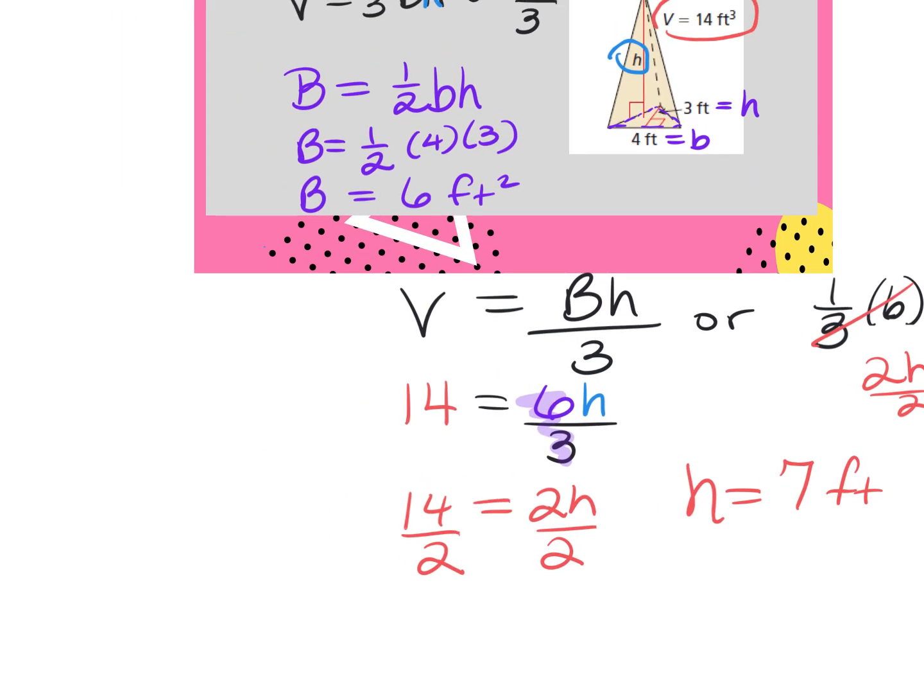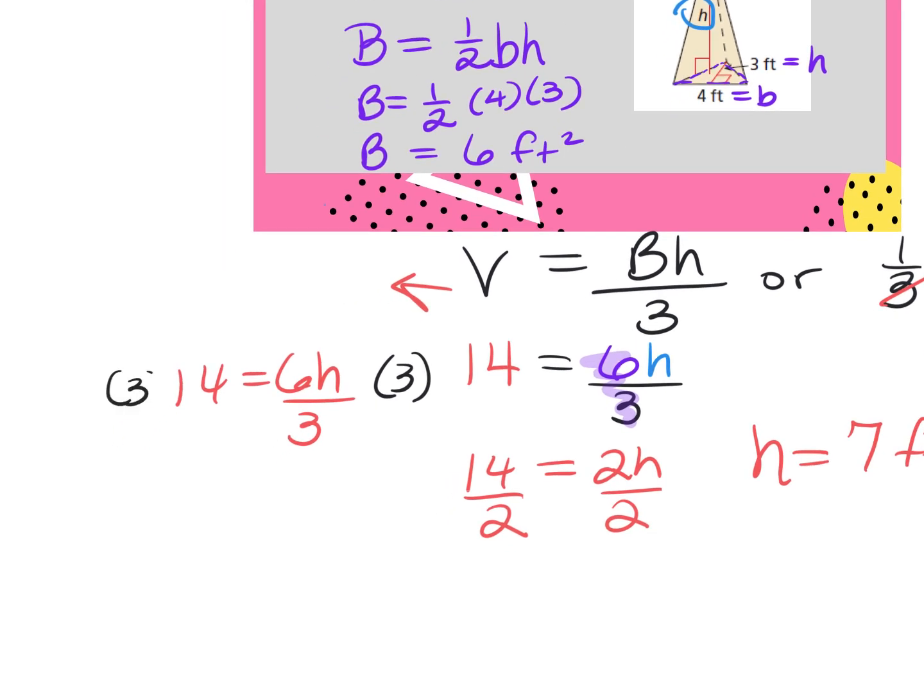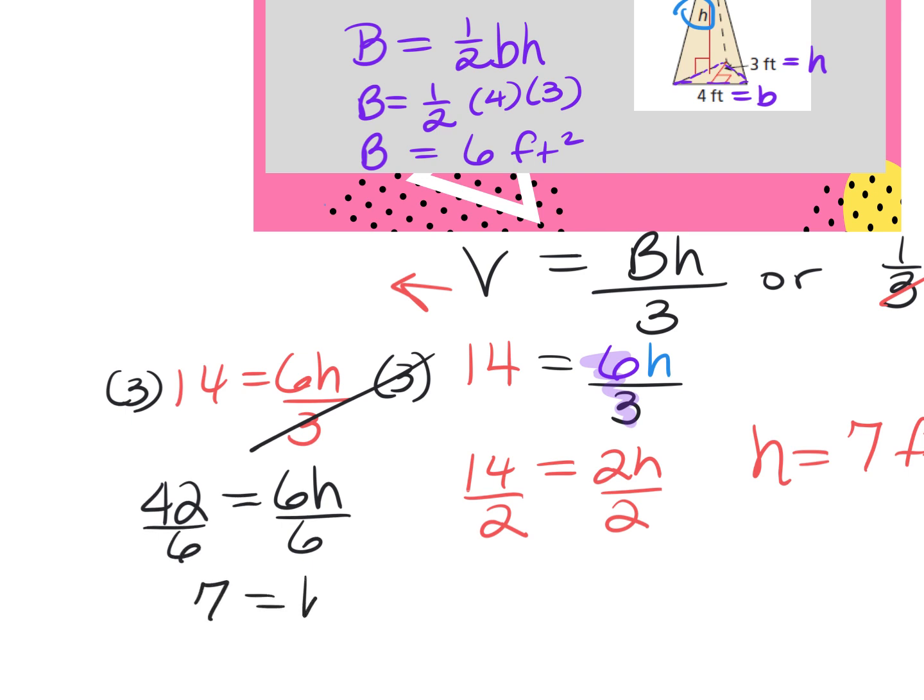All right, so if I use this same formula and I got 14 equals 6h divided by 3, what I would do here is I could also get rid of the fraction by multiplying both sides by 3. This gives me 42 is equal to 6h. And then now divide by 6, and 42 divided by 6 is 7. You can do it that way as well. So you actually have 3 different options here.